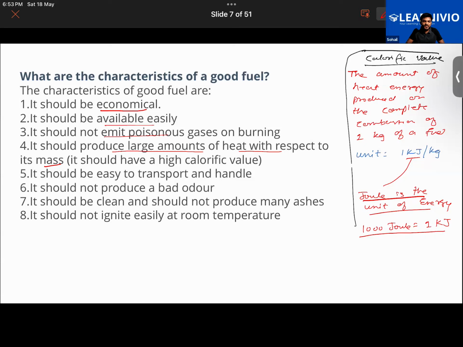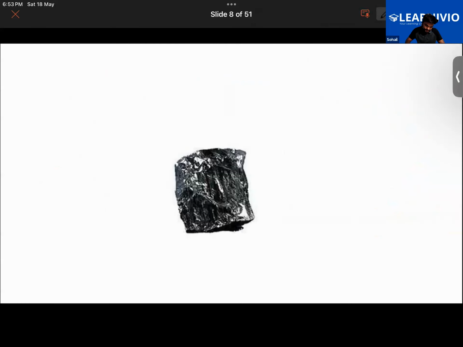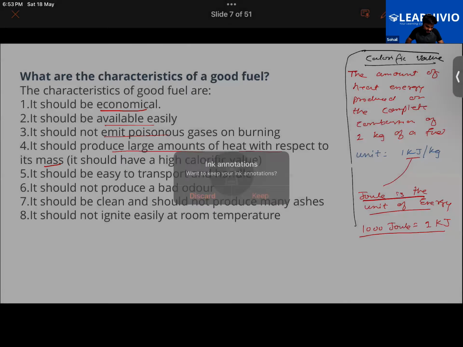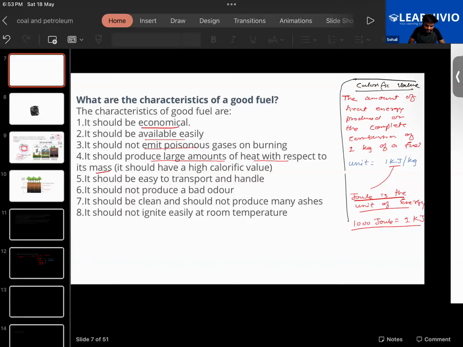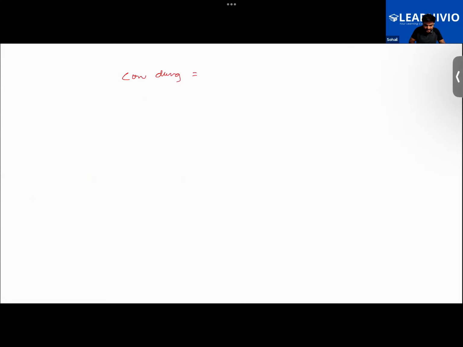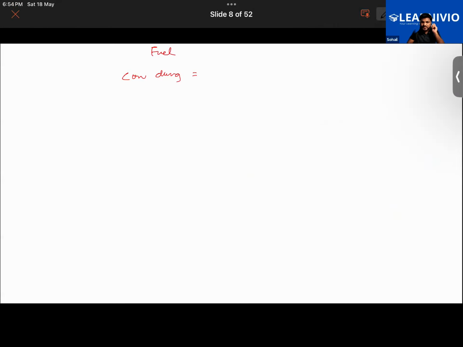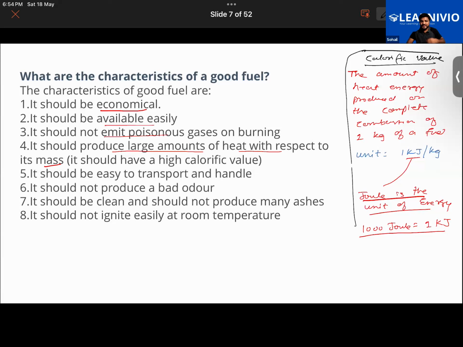Let me give you a list of some calorific values. Let me add one more page over here. For example, if you were to talk about the amount of heat released upon burning cow dung. See, listen to what I'm saying. If you were to burn 1 kilogram of a cow dung cake, it would release around 6,000 to 8,000 kilojoule of energy.